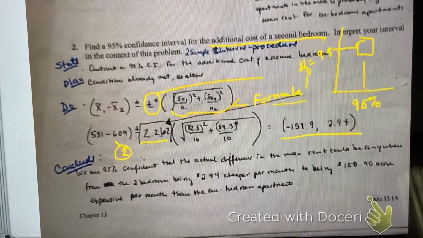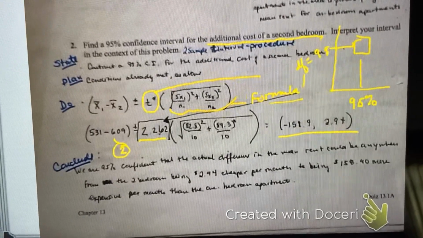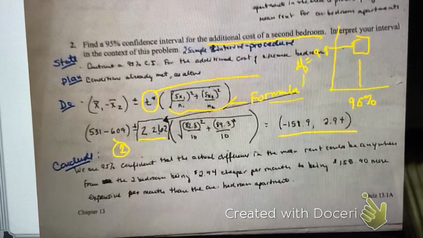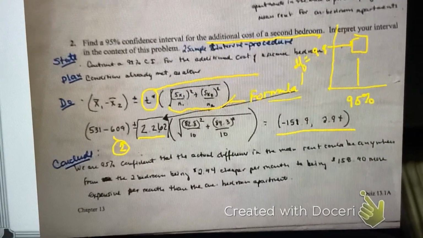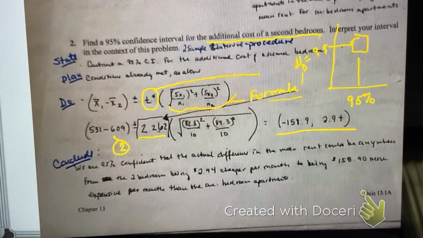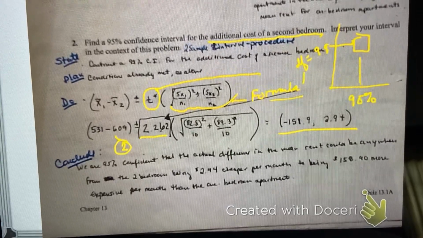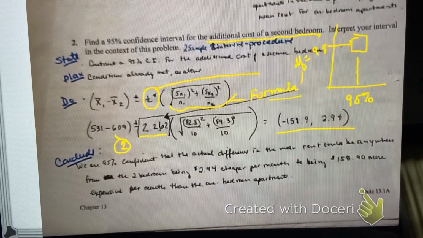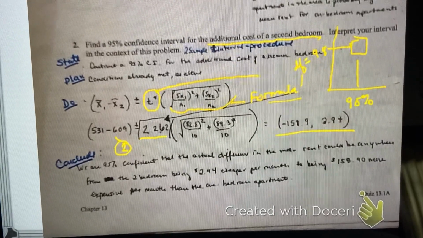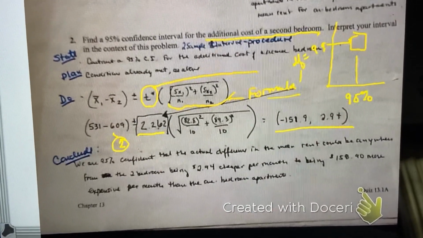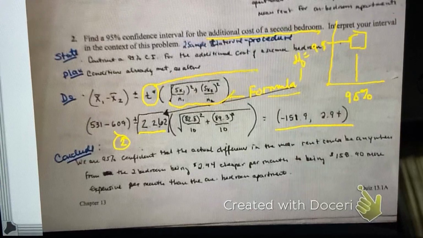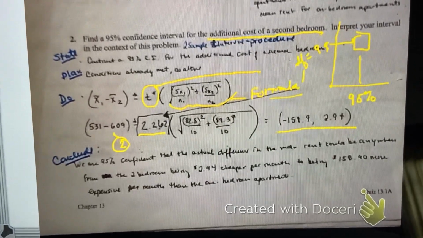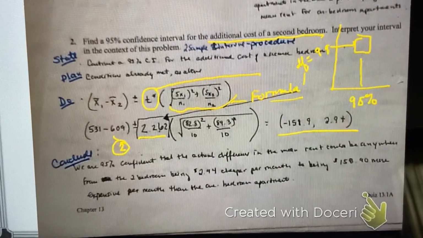We are 95% confident that the actual difference in the mean rent can be anywhere from the 2-bedroom apartment being $2.94 cheaper per month to being $158.90 more expensive. The negative being in favor of the 2-bedroom apartment, more expensive, okay, per month than the 1-bedroom.